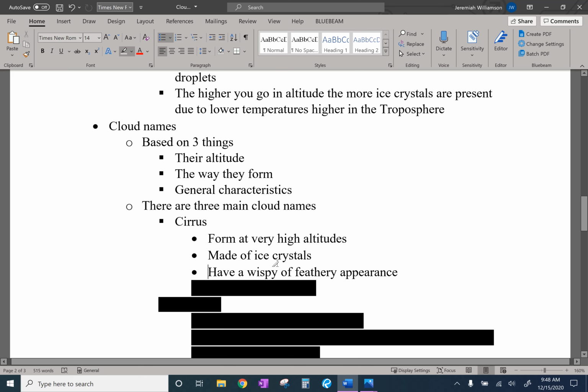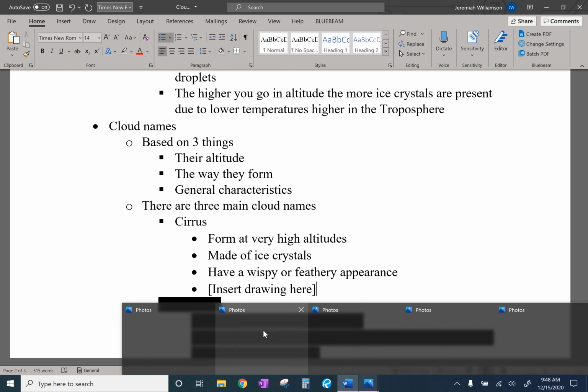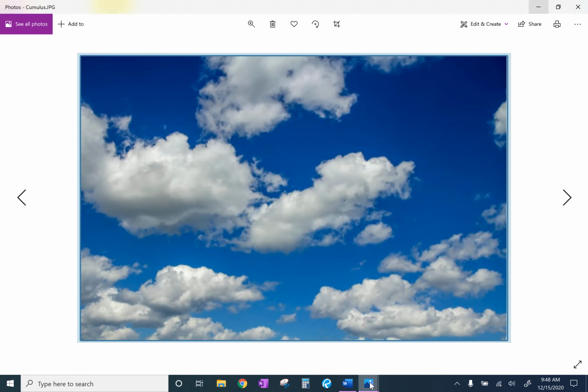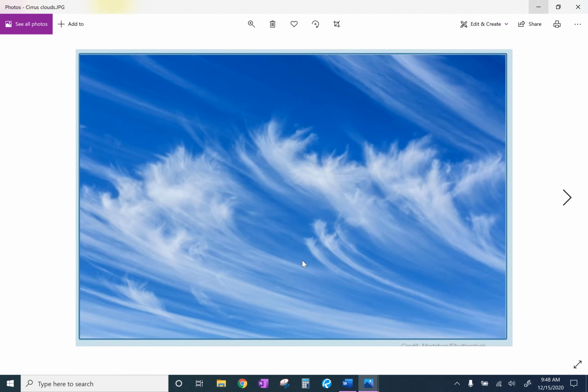Next thing, they have a wispy or feathery appearance. And we'll show you a picture, and then I've just left a space. You don't actually have to write insert drawing here, I would just suggest actually doing a drawing of cirrus clouds. So they have a wispy, feathery appearance. And we're going to look at that. Let me find the right picture. There we go. That would be a cirrus cloud.